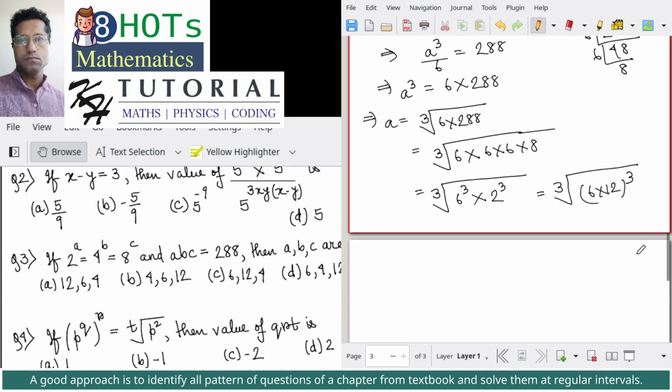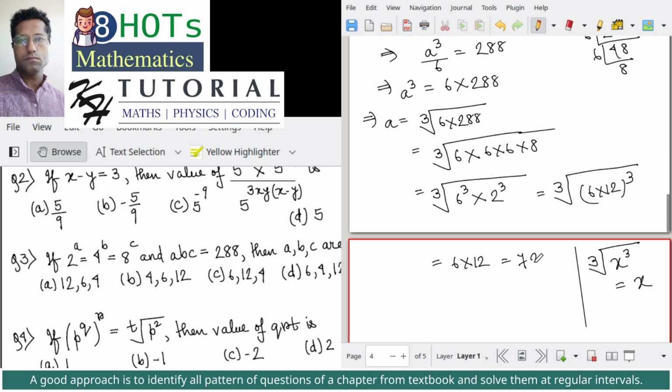Applying the concept that the cube root of x cube, where x is a non-zero rational number, is always equal to x, this is equal to 6 into 12, which is 72. So a is 72, and I do not have 72 as the answer.